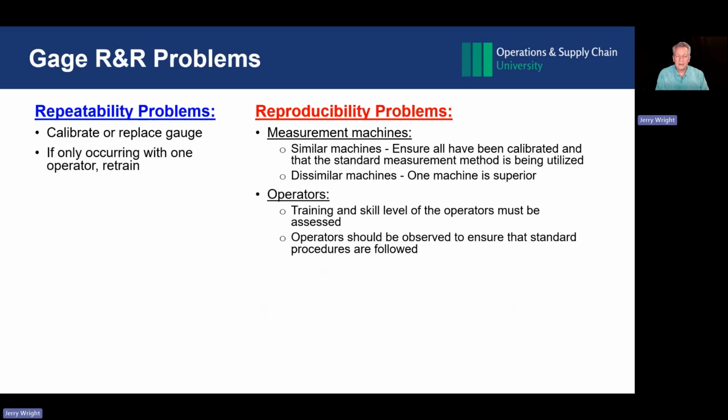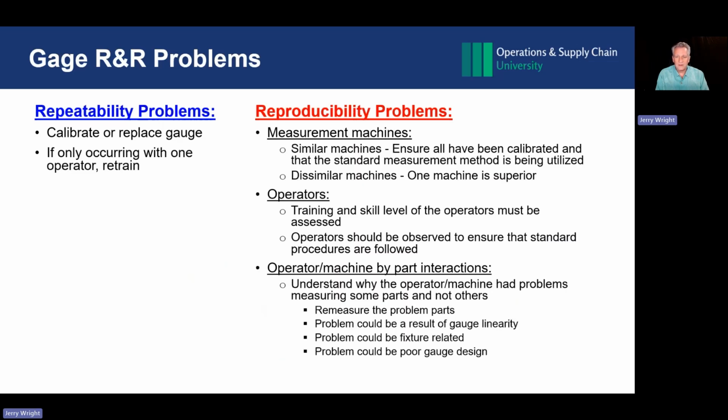You can have operators where the training and skill levels may be different. Some operators are measuring differently. So again, a little more challenging. And then even more challenging are operator and machine-part interactions. They can't measure the parts effectively. One machine goes one way, another person uses it differently. So again, there are a lot of issues that can come up on reproducibility. And this is why it's important to have good, consistent Gauge R&R when you look at your measuring devices and measurement systems, particularly on incoming inspection.